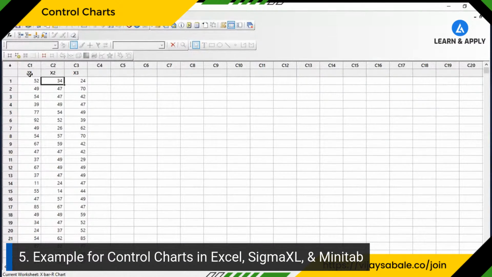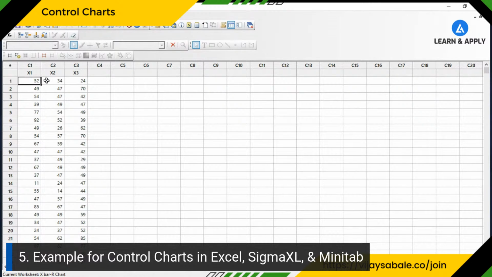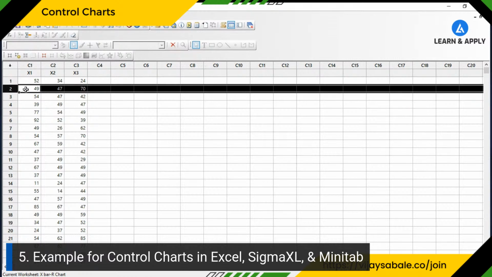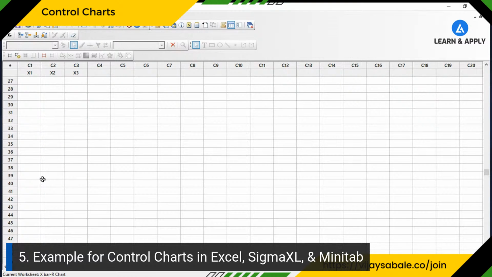Yes, so this is the data. We have a subgroup size of 3. So the first wall has 3 runouts, x1, x2, x3, right? So we have 3 readings. Then we have the second wall, again 3 readings, third wall, again 3 readings, right? So this is the data collected for all 25 walls.